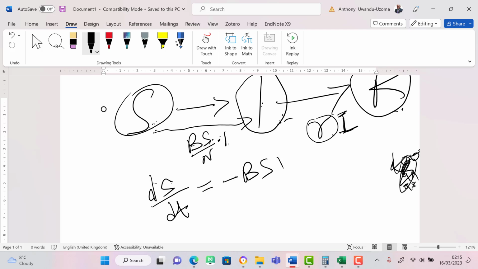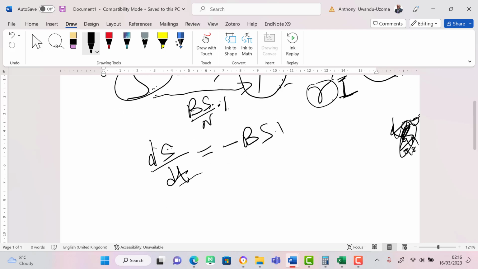So that's what this minus sign is telling you here. The rate at which the susceptible decreases is given by minus BSI over N. All right. Now, if I don't want to state it like this, if I want to remove all this dS over dT, what I can say is that the number of susceptible tomorrow minus the number of susceptible today will be given by a formula.